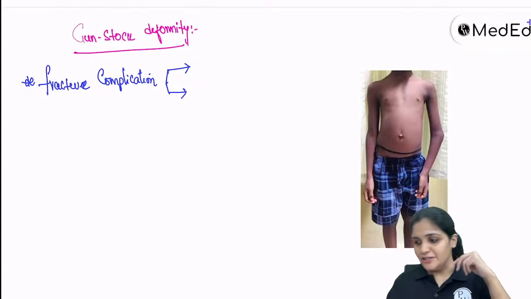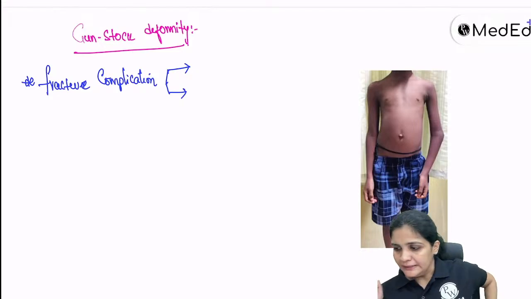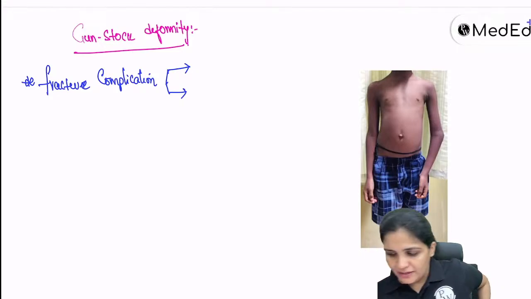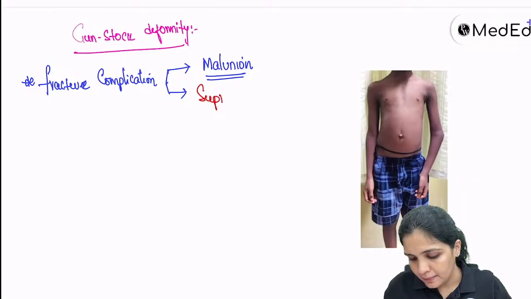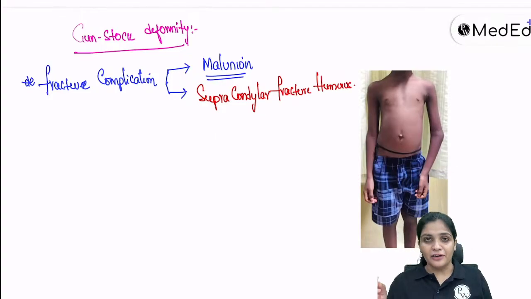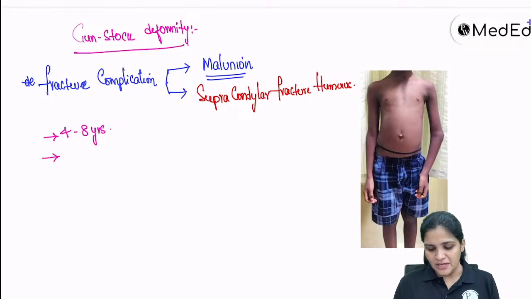Okay. Fall on outstretched hand. Okay. What is this? Is this a malunion or a non-union? Very good. So this is a complication of malunion. Of which important fracture? Supracondylar fracture humerus. Yes. So this is one of the most important fractures which you have to remember, and it is usually seen in the age group of 4 to 8 years, right? Yes, supracondylar humerus. It is an extra articular fracture.